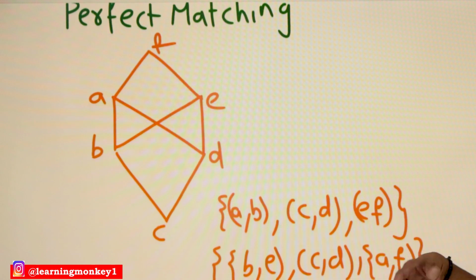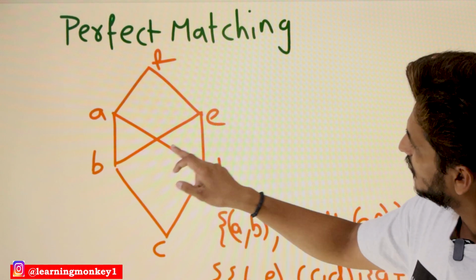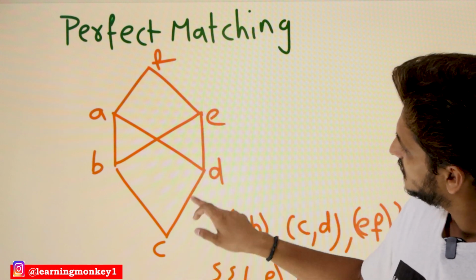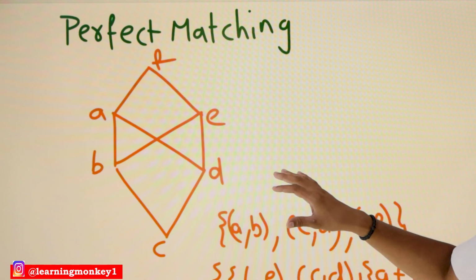We have one more set also: BE, CD, AF. This is also a perfect matching. You can have any number of sets like this. So that is what we call a perfect matching.